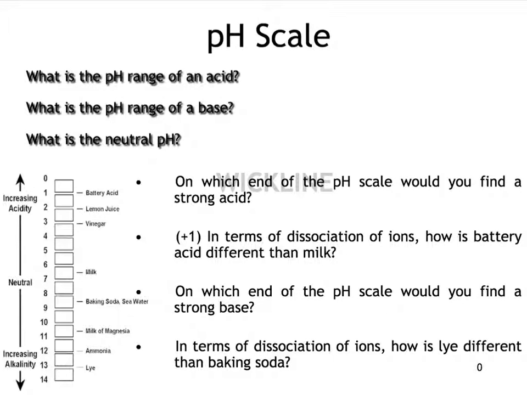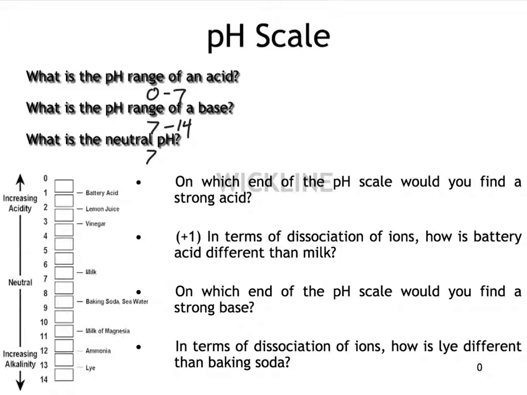So the pH range of an acid and the pH range of a base are things you may remember from middle school. For an acid, the pH range is from 0 to 7, and for a base, it's from 7 to 14. But actually, in both cases, the number 7 is not included because the number 7 is reserved for the neutral pH. So I suppose we could say 0 up to 7 for acids, 14 down to 7 for bases, but for the neutral pH, like water, it would be exactly 7.